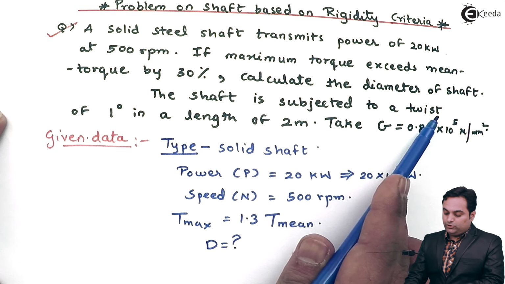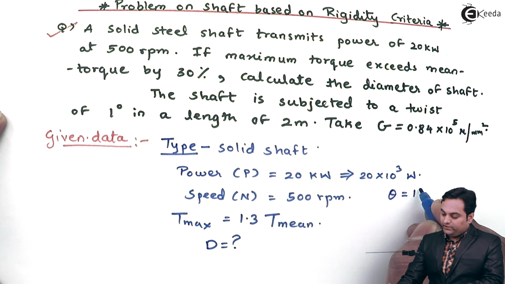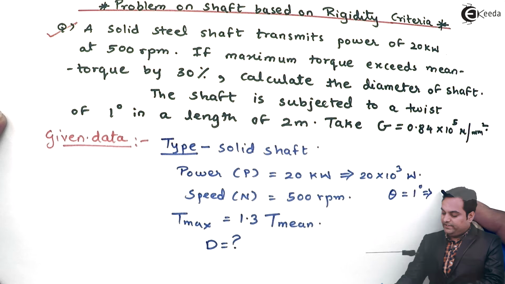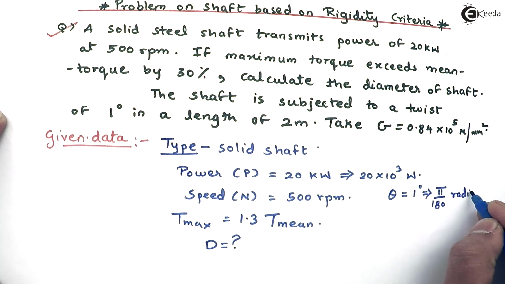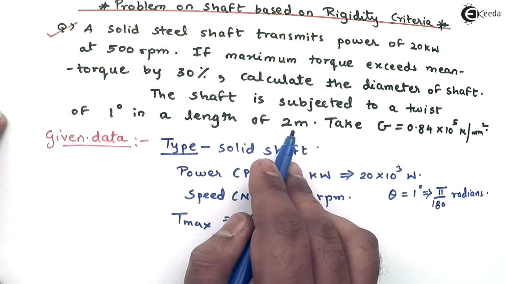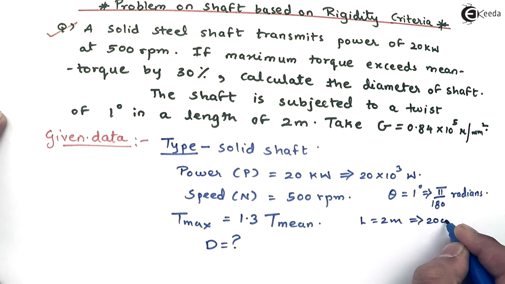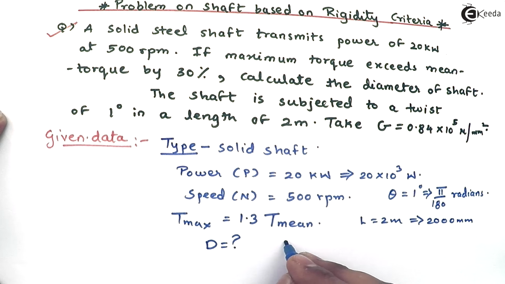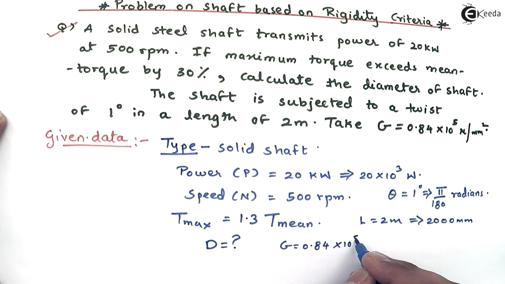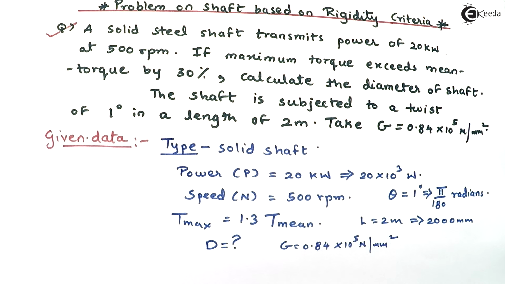The shaft is subjected to a twist of 1 degree. So theta is 1 degree, which we have to convert it into radians. So it is pi by 180 radians. In a length of 2 meter, capital L is equal to 2 meter, that is 2000 mm. Take G, that is modulus of rigidity, 0.84 into 10 raised to 5 Newton per millimeter square. Now this is the data which we have.